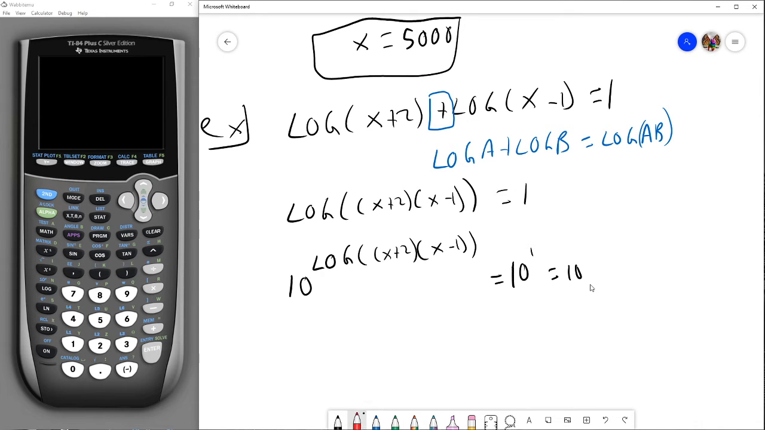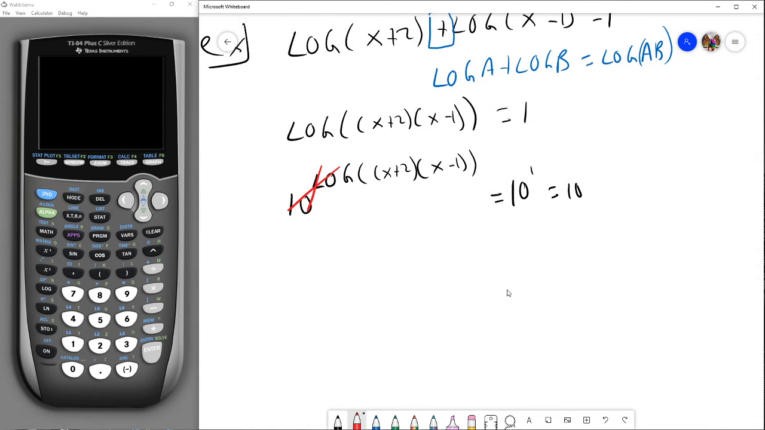Now again on the left side, the log and the exponential, since they are the same base, will smite each other upon the mountainside. They kill each other off, leaving you with just x plus 2 times x minus 1. So we have x plus 2 times x minus 1 is equal to 10.